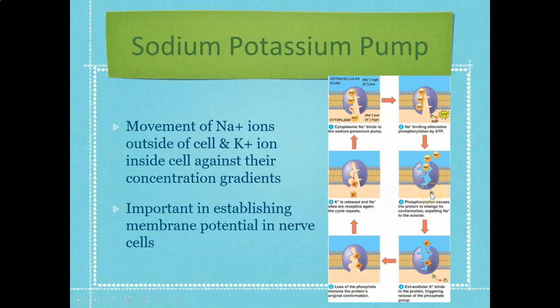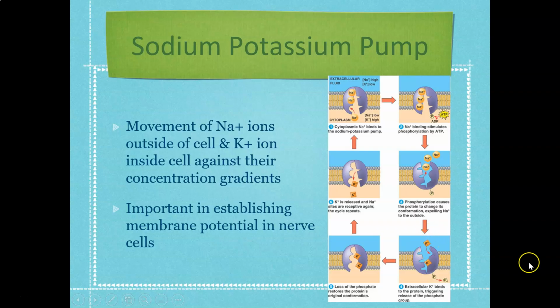Now, so long as that phosphate remains attached, that protein stays open to the outside of your cell. That's going to allow potassium ions to attach. So sodium gets released, and now the shape change makes those potassium sites readily accessible to those potassium ions. So those potassium ions load.